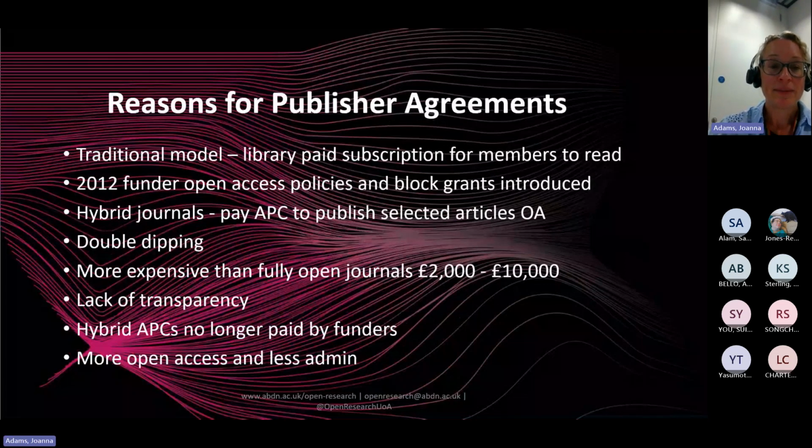So the reason that we have the publisher agreement is really just to challenge the current publication model. It's not working, it's unsustainable, it's unethical, it's inequitable. So the funders are no longer paying for article processing charges in hybrid journals. So that's where the agreements come in. And we should get more open access and much less administration with the agreements.